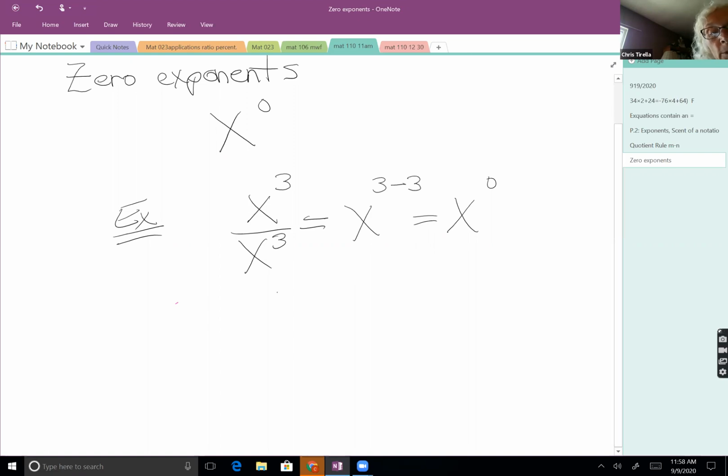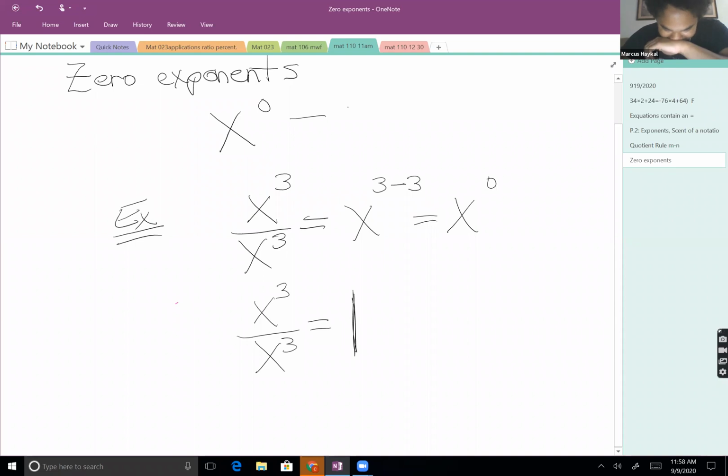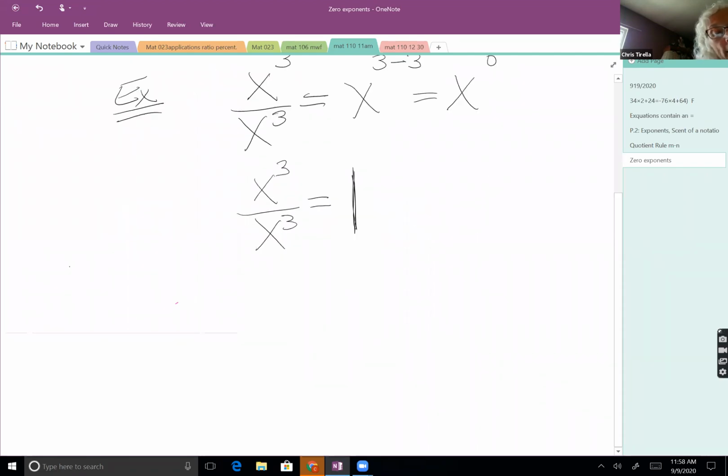But I want to go back to the original problem, x to the 3rd over x to the 3rd. When I divide something by itself, what do I get? 1. Anything divided by itself is 1. And so anything to the 0 power equals 1. So if I have 3,287,541 x, y, z raised to the 0 power, anything to the 0 power is 1.